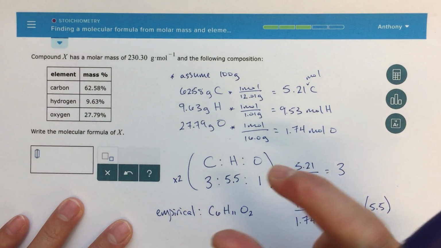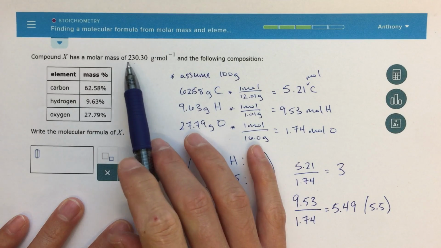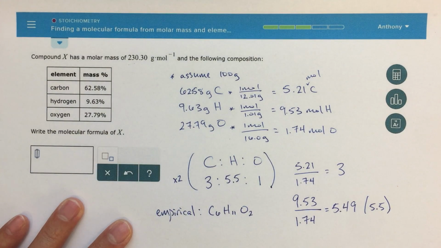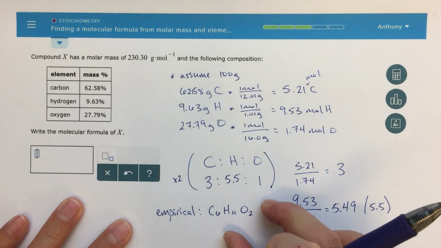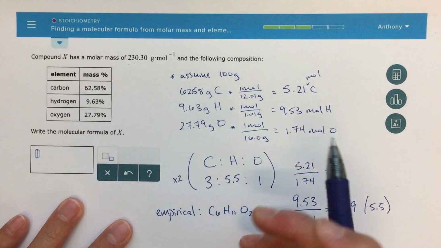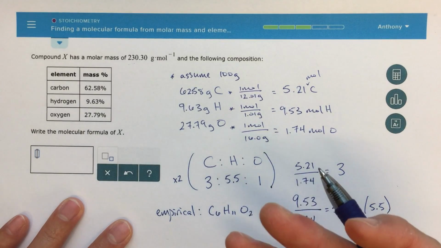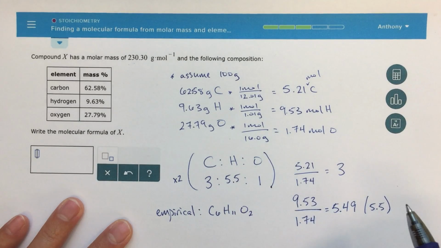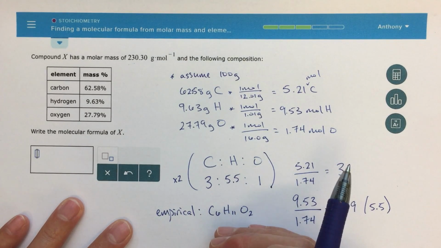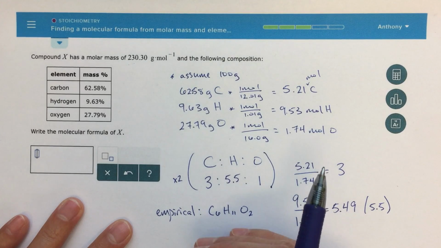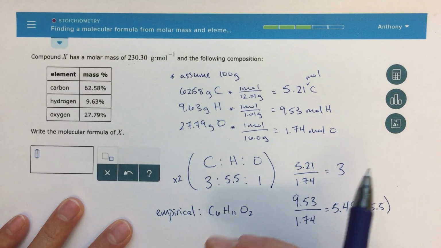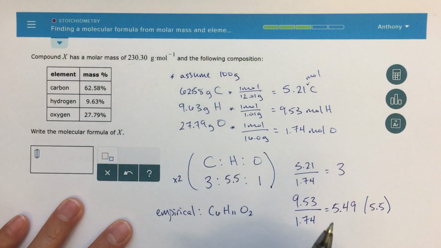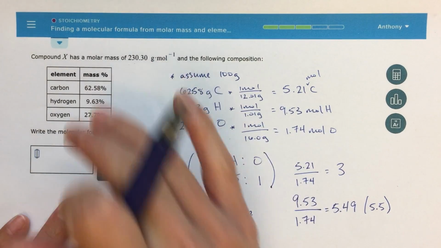Now in this case, we're adding in one more aspect. The molar mass of our compound is 230.30 grams per mole. Now our empirical formula, this is the lowest ratio of carbon to hydrogen to oxygen in our compound. So the empirical formula might be the same as the molecular formula, that's possible, or the molecular formula might be a multiple of this empirical formula. So the way to figure out if this is the actual molecular formula is to calculate what the mass of your empirical formula is and then compare that to your molar mass.